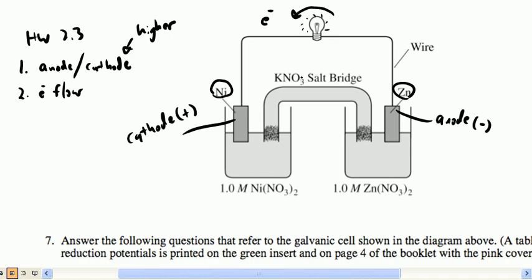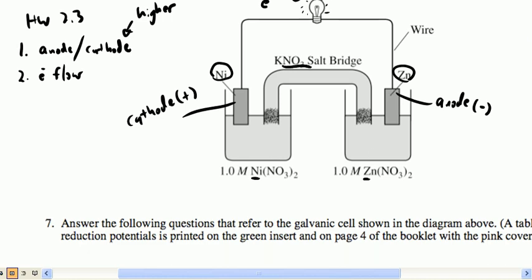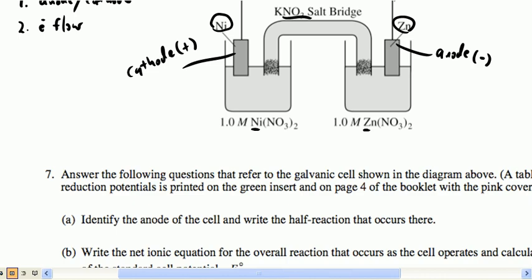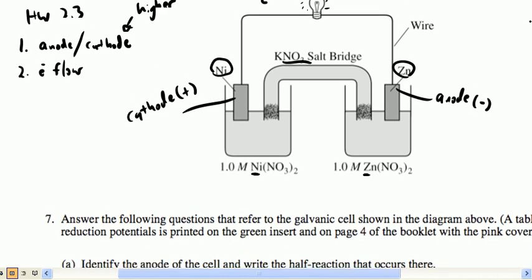Notice they have a salt bridge. It contains some generic salt made of the anion. We put nickel in its own solution and we put zinc in its own solution. It says identify the anode of the cell and write the half reaction that occurs there. We identified the anode above. The anode was zinc.